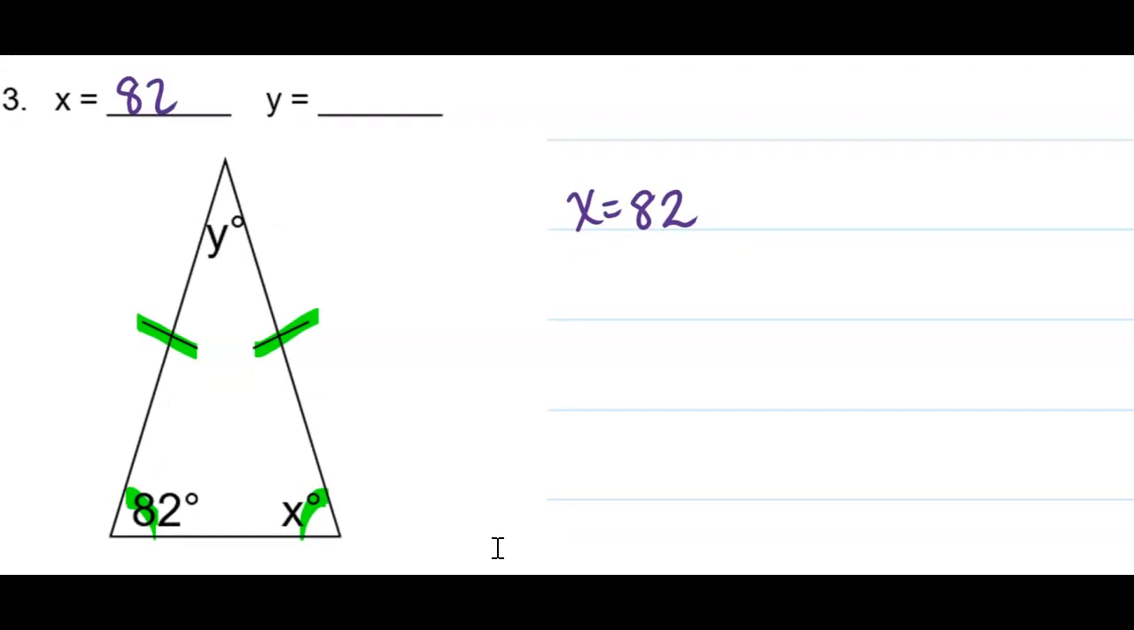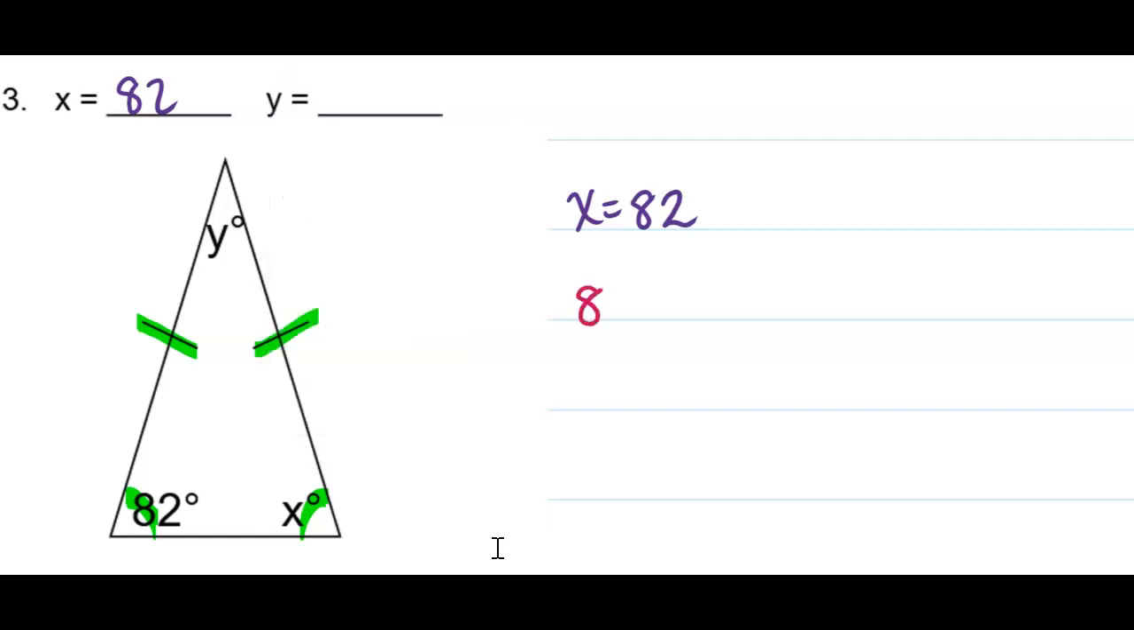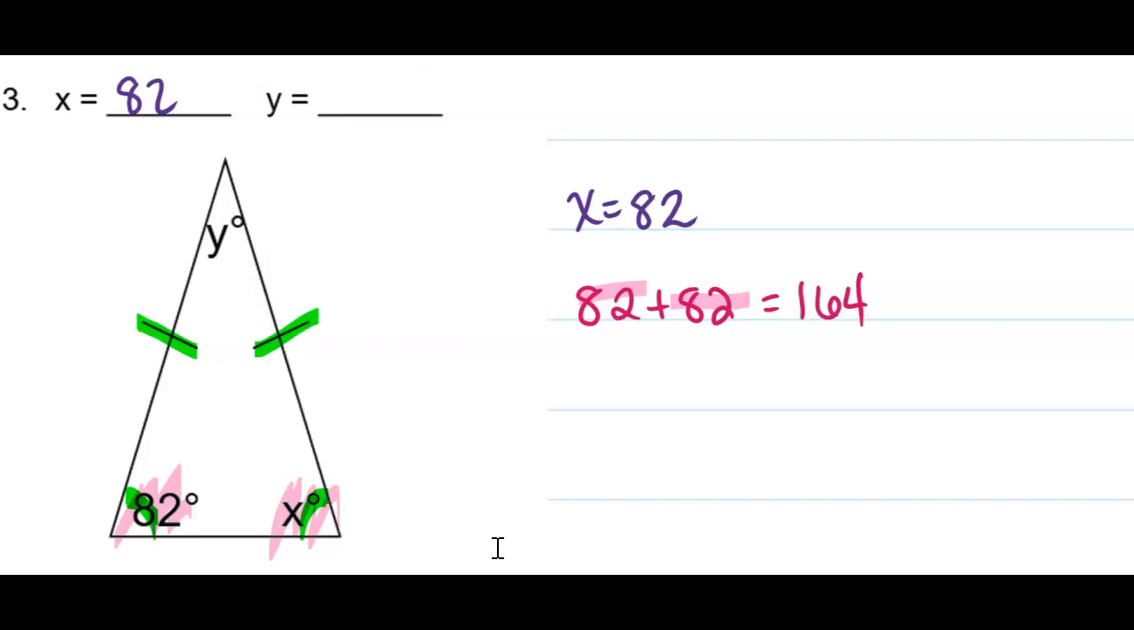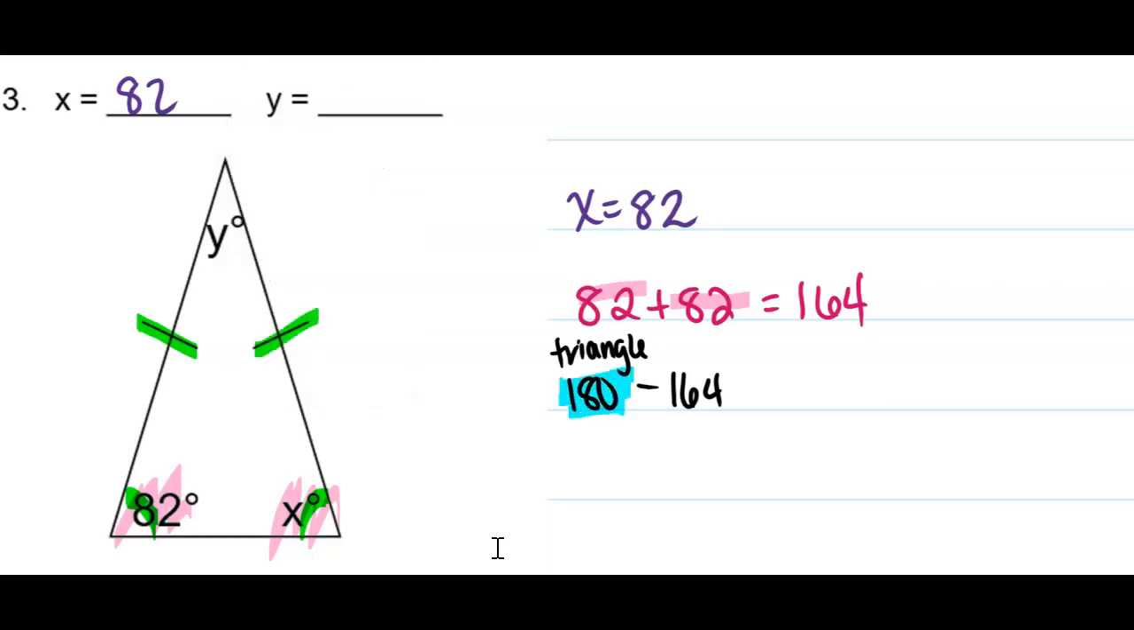Now what can we do to find our y? Yeah, so what are we going to add? Yeah, so we're going to do 82 plus 82, my two base angles. That gives us 164. And then, right, subtract from 180 because 180 is what a triangle is equal to. So what does that leave for my y? 16.